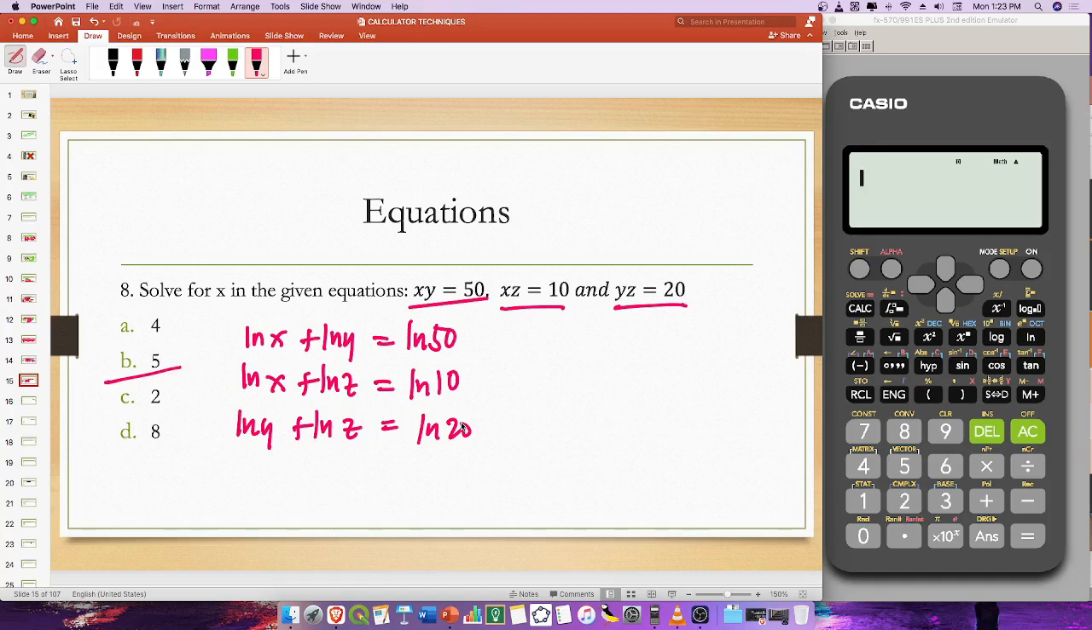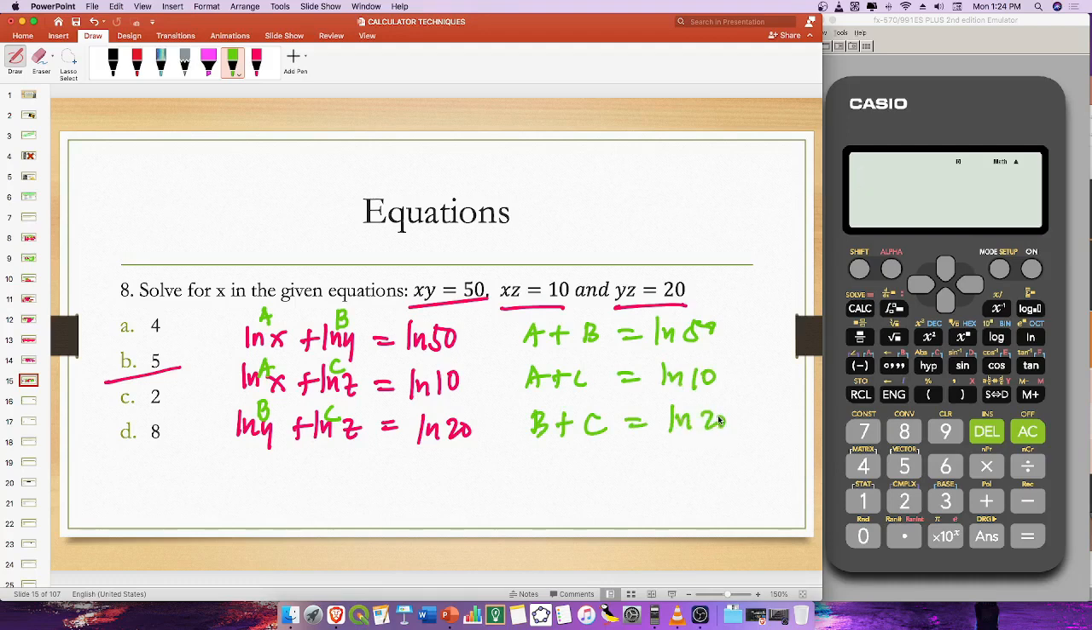Okay, so let's try. Since in your calculator we don't have ln x, it is good if we substitute ln x by a. Let's say a is equal to ln x. So all ln x will be represented by a. All ln y will be represented by b. Okay, so now you have a plus b equals ln of 50, and then a plus c equals ln of 10. And b plus c equals ln of 20.